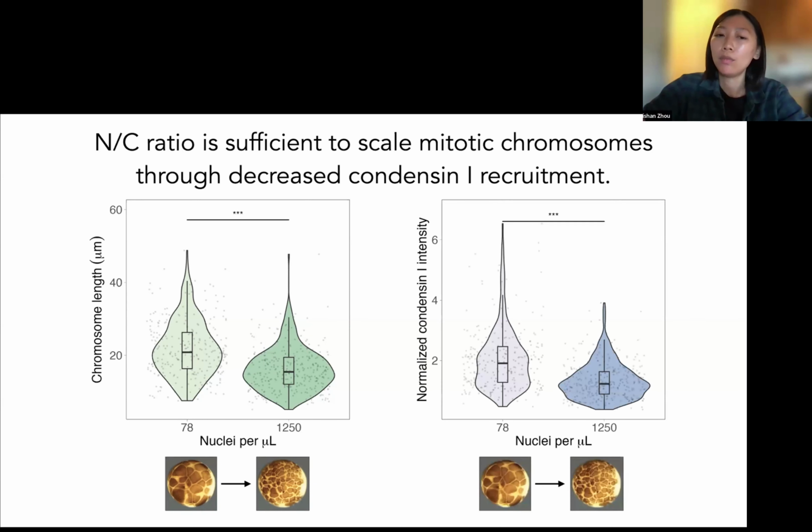At the same time, what I found was that these shorter chromosomes actually do recruit less condensin 1, which is really consistent with my previous IF results. And I'm not showing the data here, but we actually got less significant results for topo2 and condensin 1.